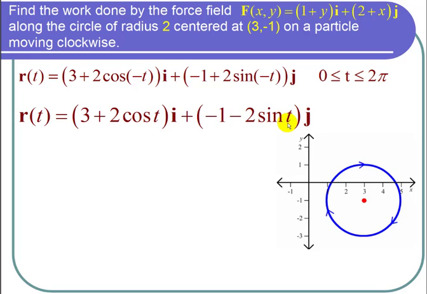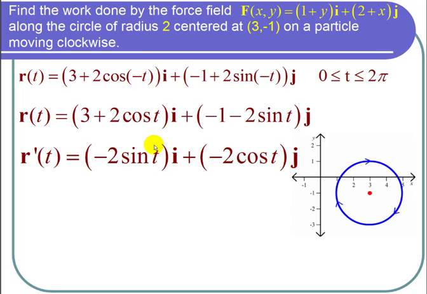So now let's find the derivative r prime. So I take a derivative. The derivative of 3 is 0. The derivative of 2 cosine of t is negative 2 sine of t. I still have the i. And the derivative of negative 1 is 0. And the derivative of negative 2 sine of t is negative 2 cosine of t. And I still have the j.